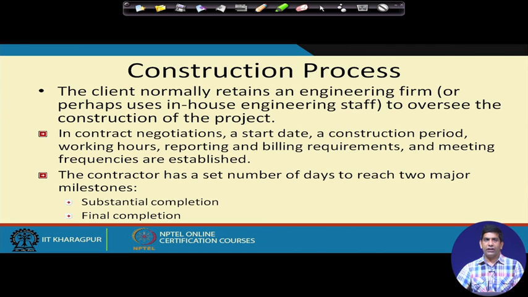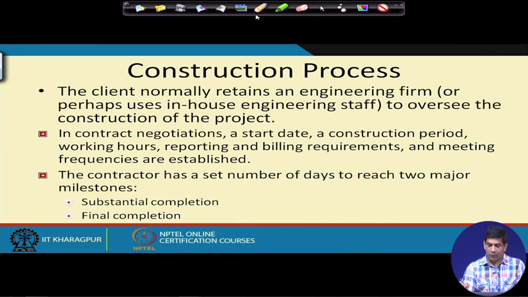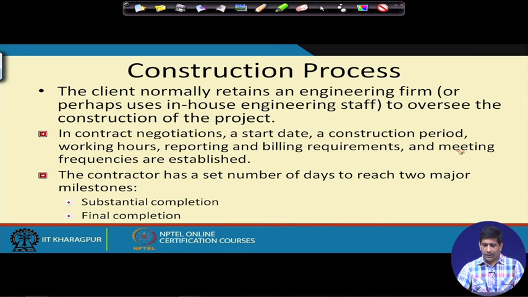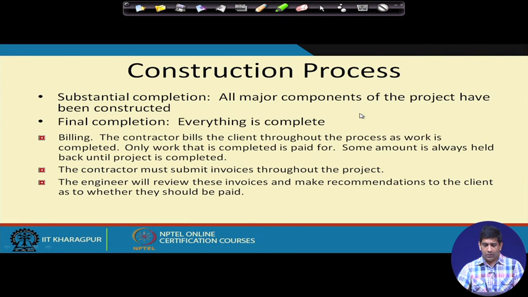In contract negotiation, you will have a start date, a construction period, working hours, reporting and billing requirements, and meeting frequencies, and all those things have to be worked out. The contractor will set a number of days to reach milestones, like substantial completion and final completion. So there will be days by which they have to reach these milestones. Substantial completion means all major construction of the project has been completed. Final completion means everything is complete.